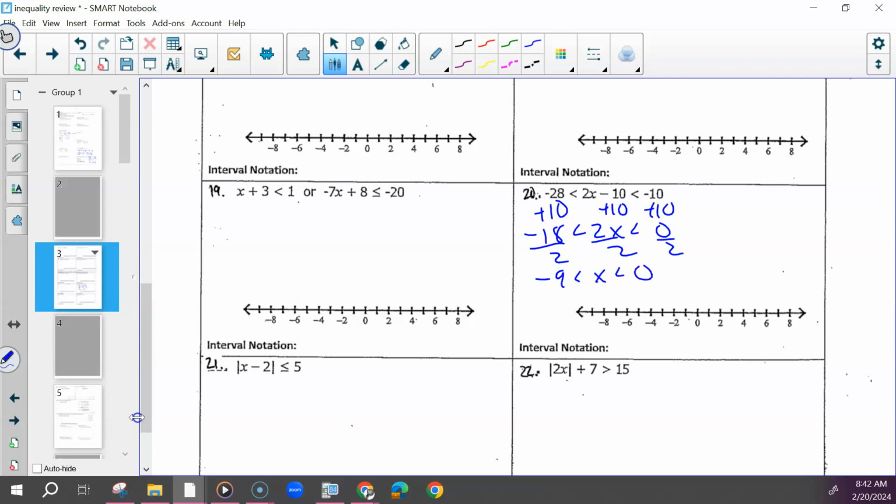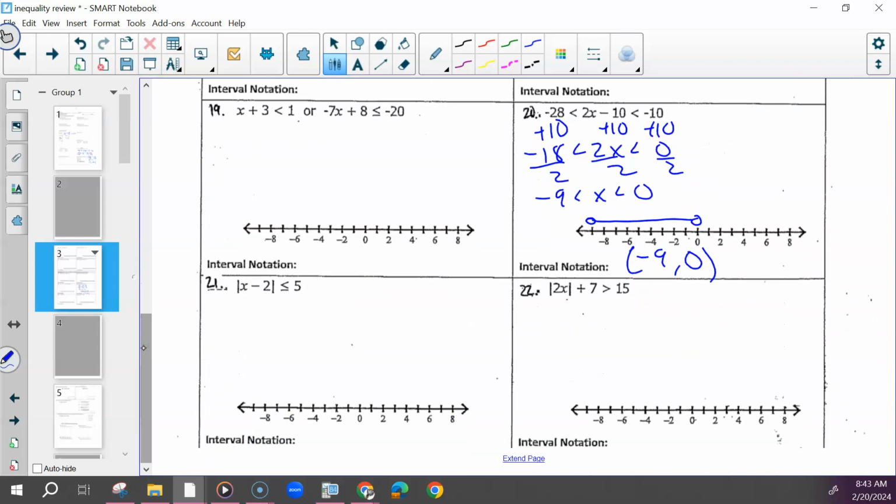So when you do your graph, this is going to be from one point to the next. These are both open, one starting at negative 9, the other starting at 0 with a line between them. And when we write that interval notation, because they're both open, these would both be parentheses. Starts at negative 9, ends at 0. Other questions on this page?